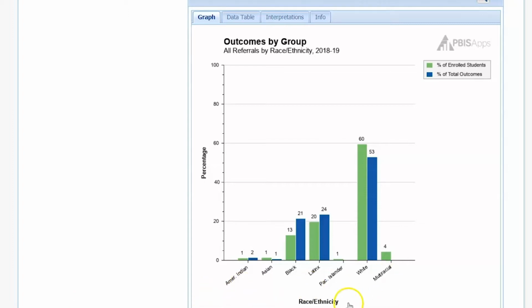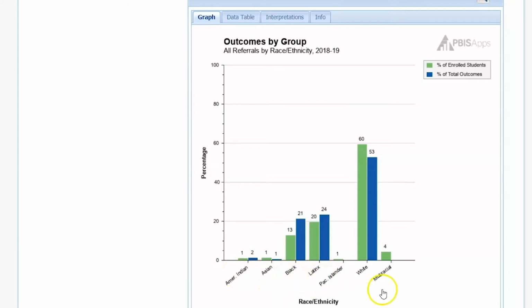For each group, there are two bars, a green one and a blue one. The green bar represents the group's percentage of the total school enrollment. In this example, it looks like about 60% of our students identify as white, 20% identify as Hispanic Latinx, and 13% identify as black, and so on.